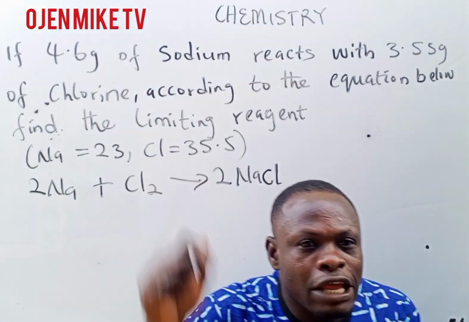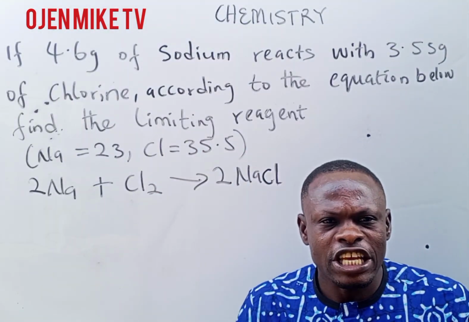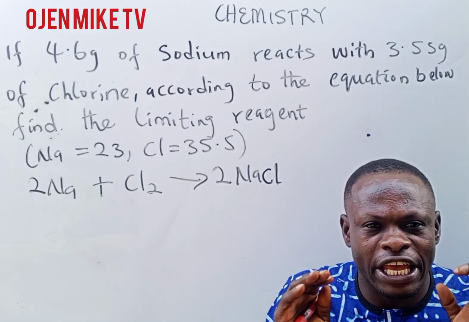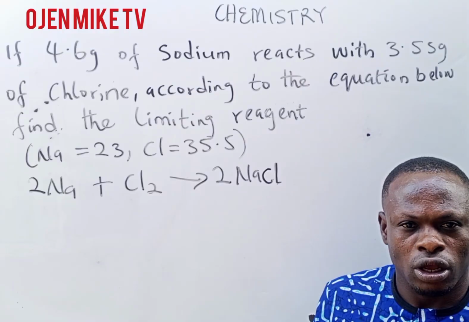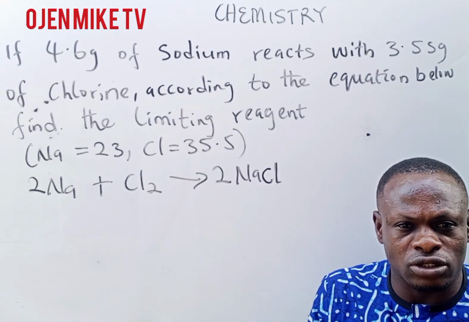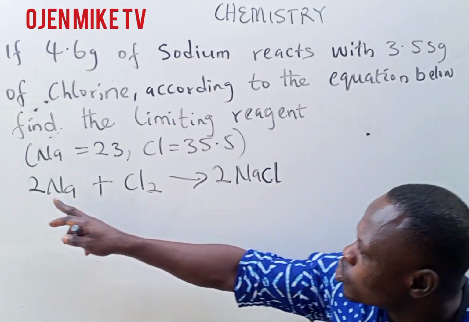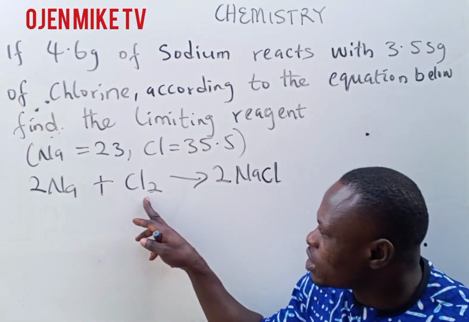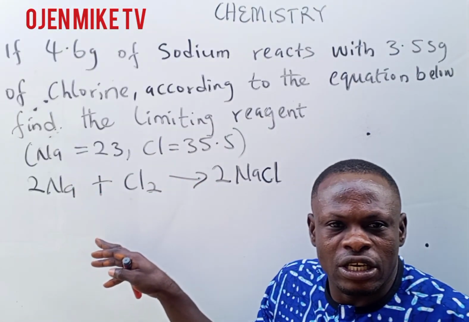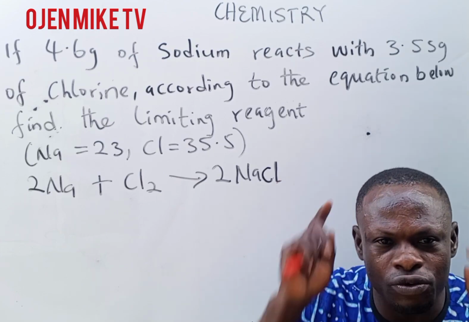What do you understand by limiting reagent? Now, limiting reagent is the reactant that is completely used first during a chemical reaction. The reactant that is completely used up first during a chemical reaction is what we call a limiting reagent. For instance, sodium and chlorine react together to form what? Sodium chloride. Which one will be used first? The one that is used first is what we call a limiting reagent.